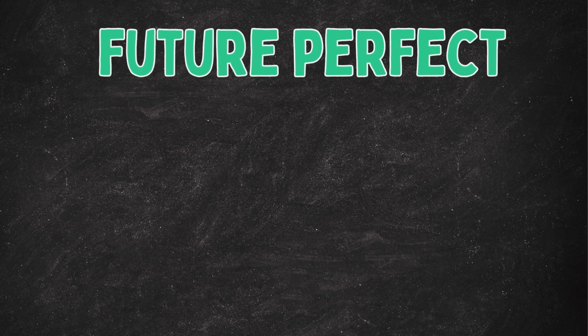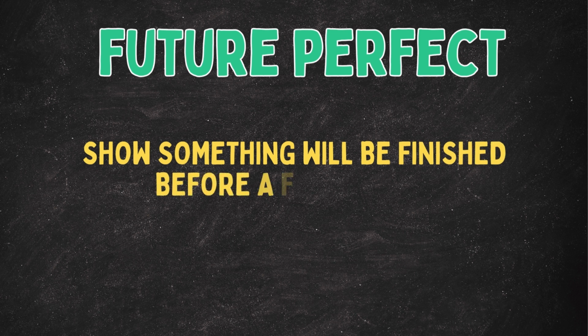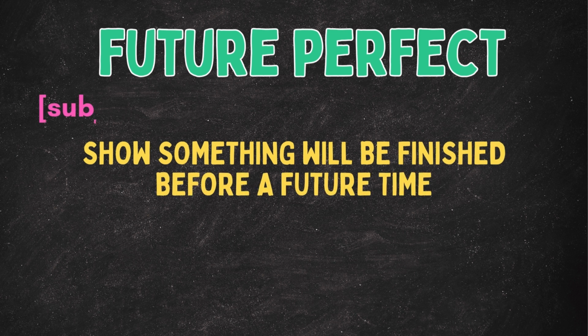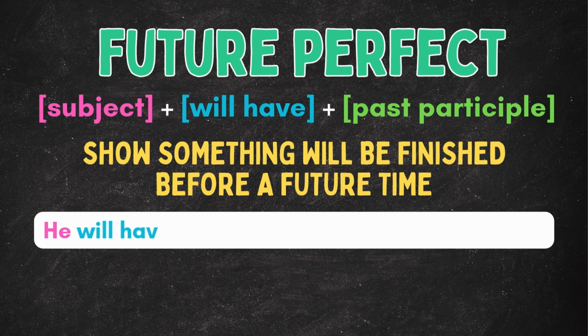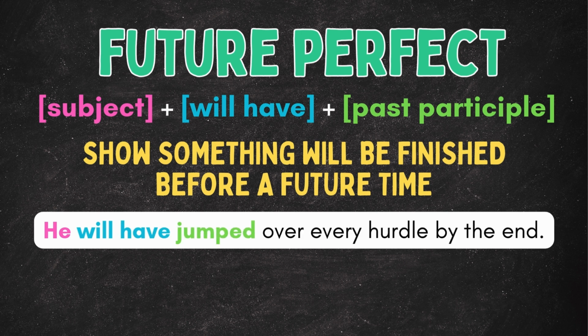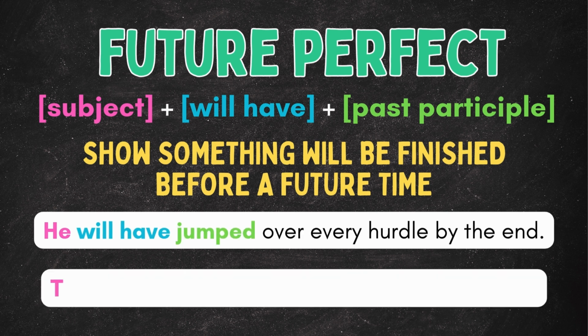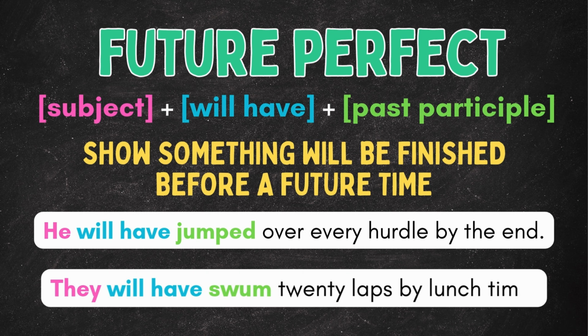Future perfect. The future perfect is used to show something will be finished before a future time. The sentence structure consists of subject plus will have plus past participle. For example, he will have jumped over every hurdle by the end. They will have swum 20 laps by lunchtime.